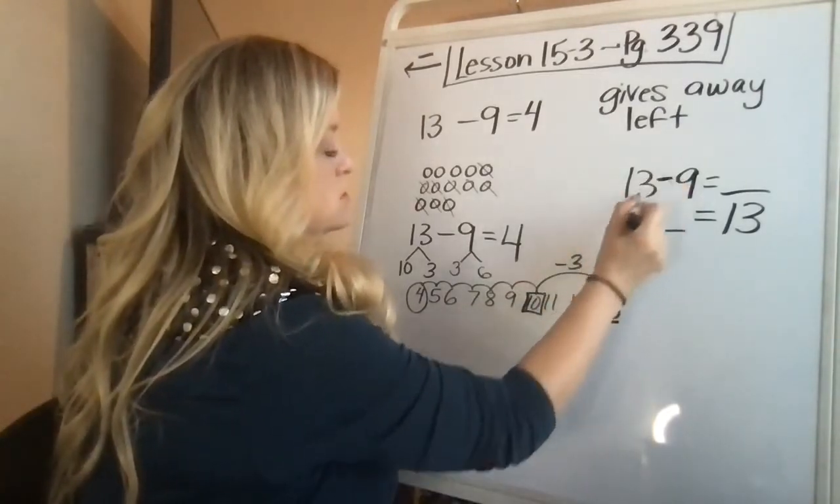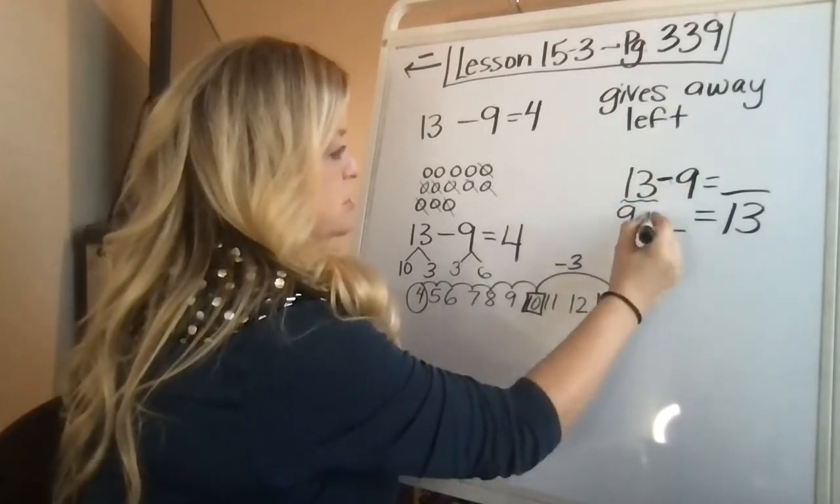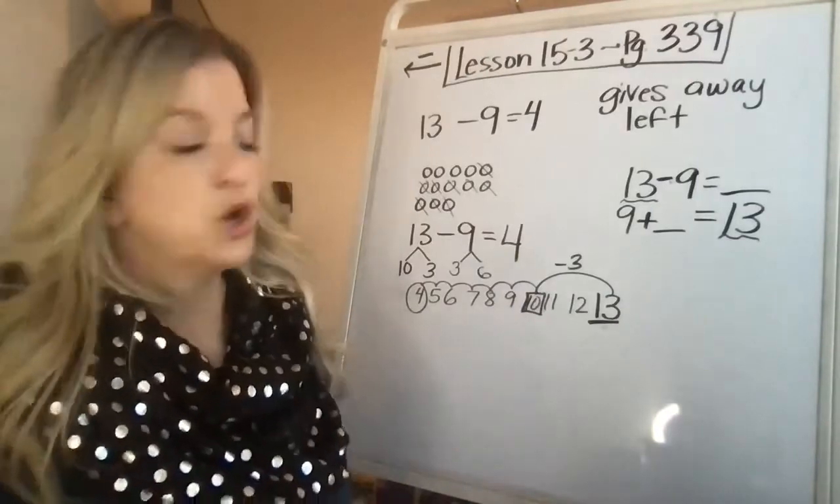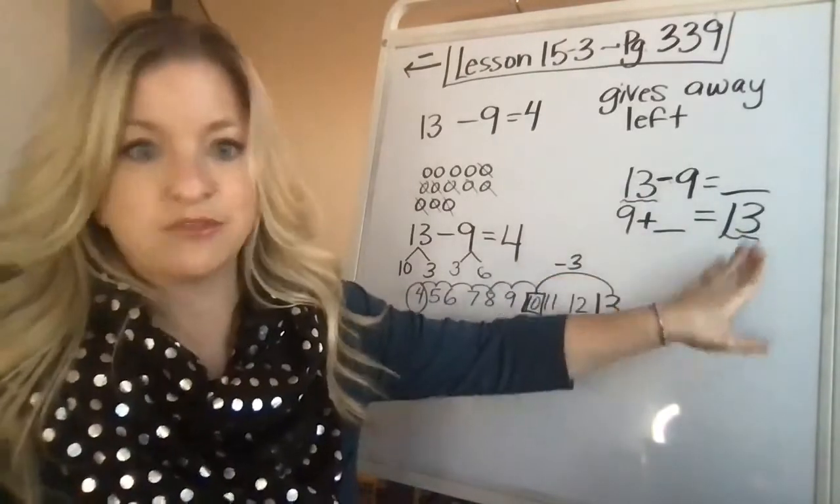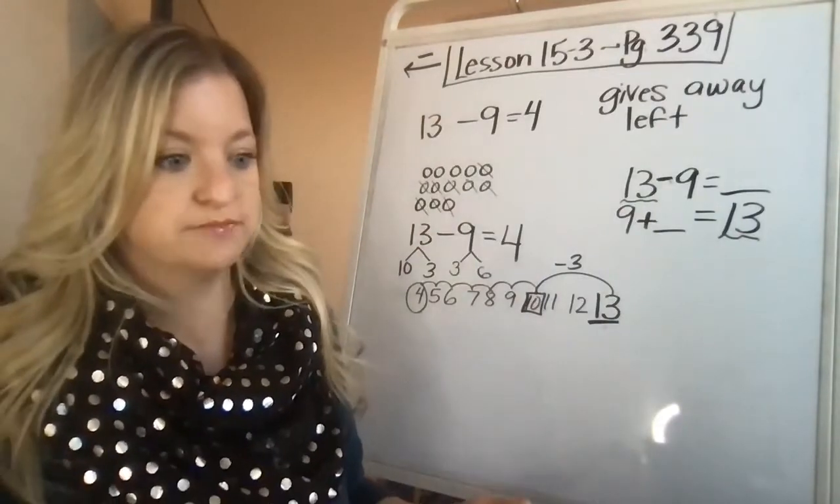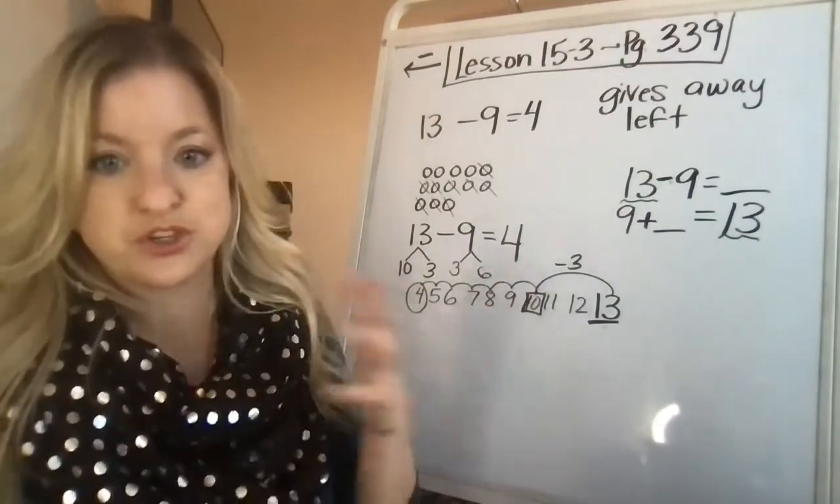Subtraction starts with the biggest number. Addition ends with the biggest number because they're opposites. One is in the front, one is in the back. If one's in the back, then it's going to switch to the front for the other procedure that you're doing, whether it's addition or subtraction.